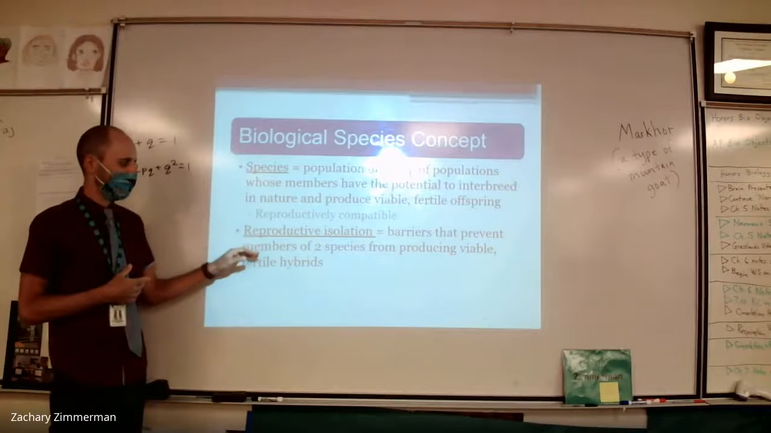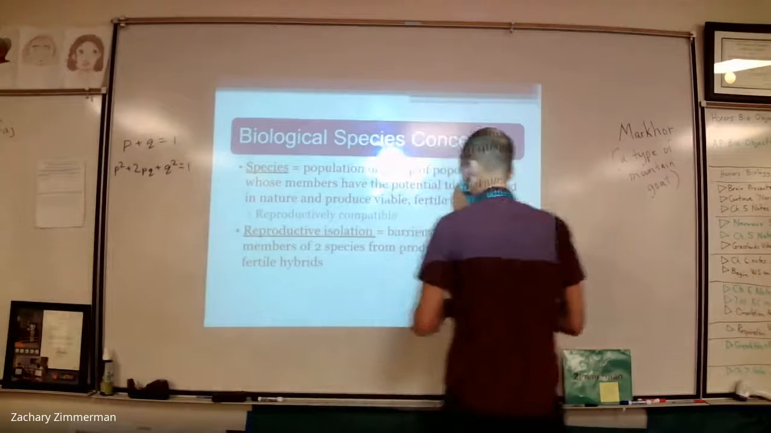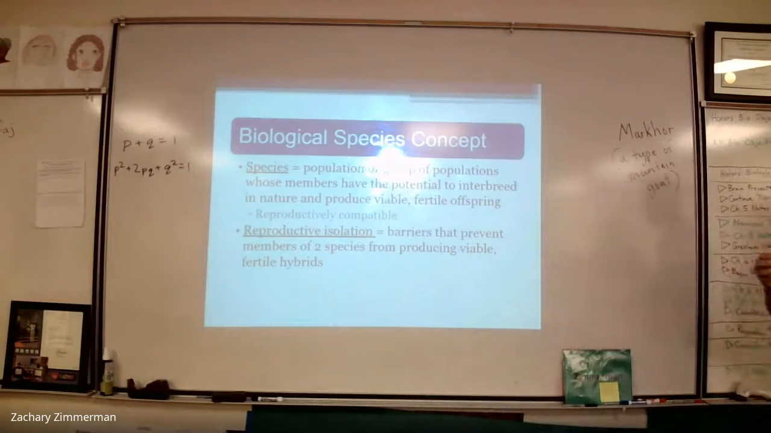So reproductive isolation. These are barriers that prevent members from reproducing. Usually it's members of two different species. And then if they do manage to reproduce, then we would get a hybrid. But in order for them to be considered the same species, those hybrid offspring would have to be fertile. But again, there are many cases where two different species produce fertile offspring, and yet they're still considered two separate species.